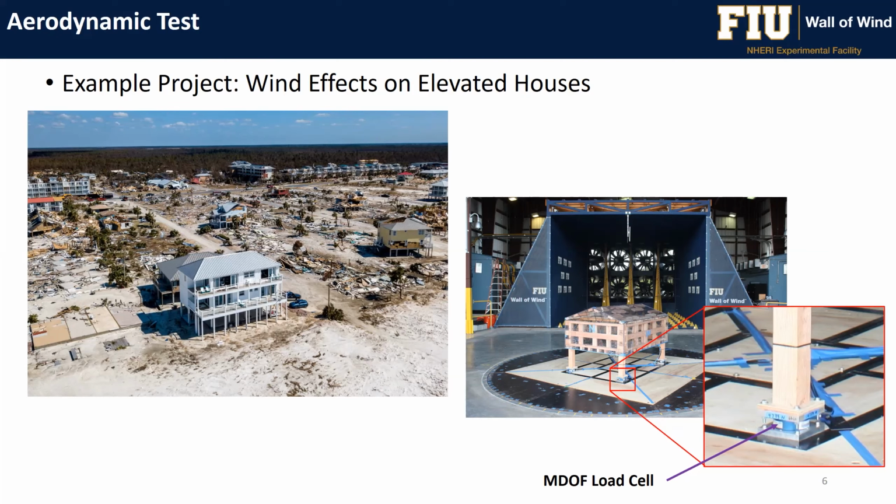So we have the model that you can see on the right of the slide, including pressure taps and load cells on the base, the piles of the elevated home. By doing that, we get two kinds of data. We have the pressure scheme on the surface of the building, but at the same time, we have the overall load on the foundation level.